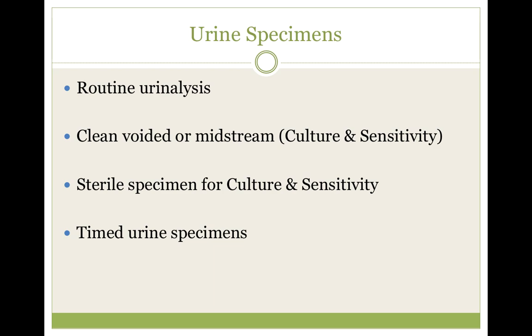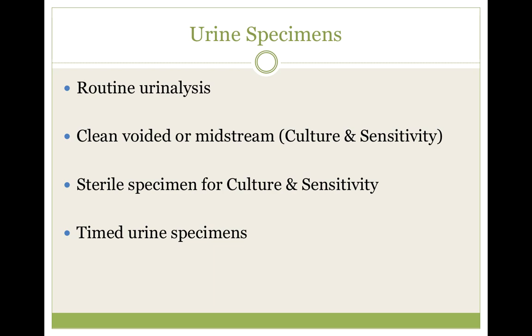Clean, voided, or midstream, that's going to be a way to collect a culture and sensitivity. You always want to use a sterile specimen cup, and it can be collected by the patient. You just want to tell them to start urinating, then collect the specimen after their stream has started, during that midstream. And next, the sterile specimen for culture and sensitivity. So if this patient has an indwelling catheter, we're going to collect the specimen by using sterile aseptic technique through a sampling port.